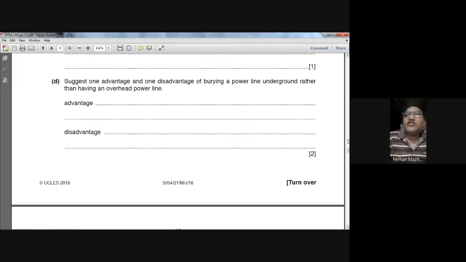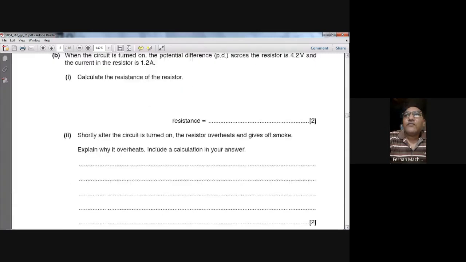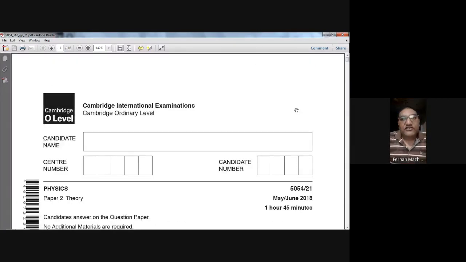And this was, everybody, the May June 2018 paper 2-1. The course is Physics 5054, and I have done my best. My intention is that you, sitting at your home, might be able to understand this paper, and please keep on doing hard work, and I believe that you will excel. Your answering skills in physics will improve. Thank you very much, everybody, and have a good day.